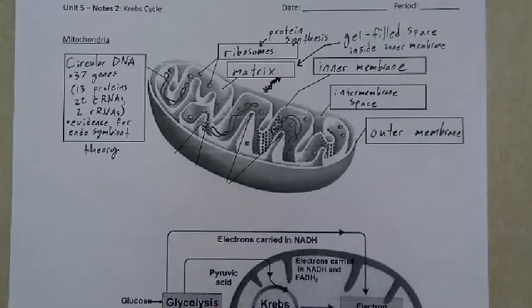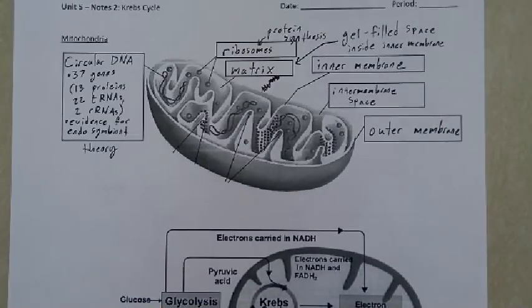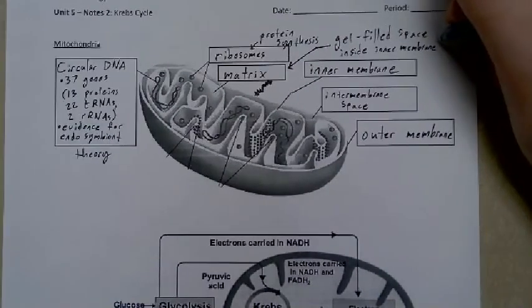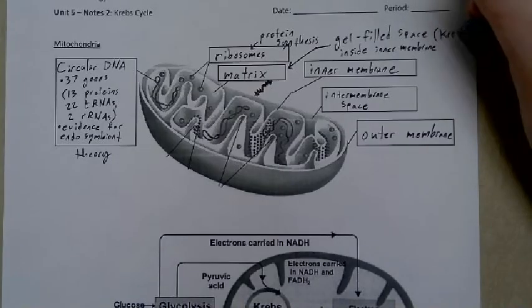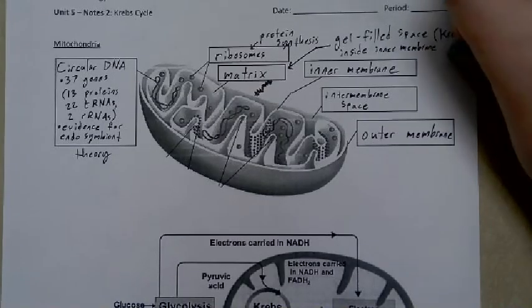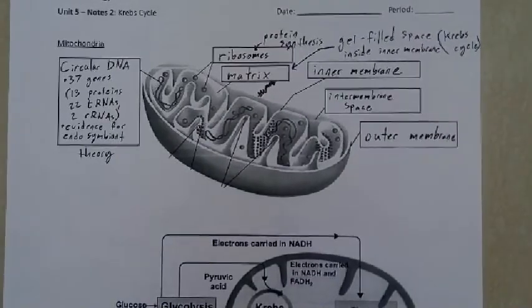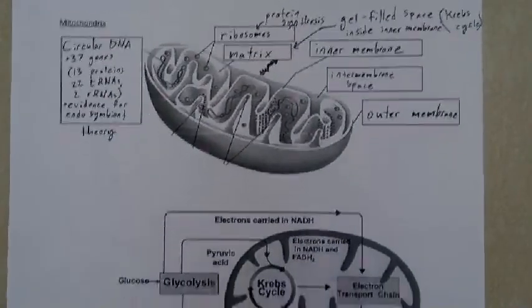And not just a cool movie. And this mitochondrial matrix, right? This space inside the inner membrane is where the Krebs cycle happens. And that's what we're going to be talking about today. This is going to happen right here in the mitochondrial matrix.